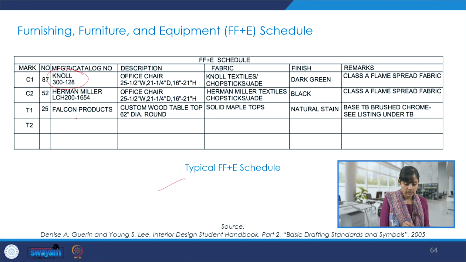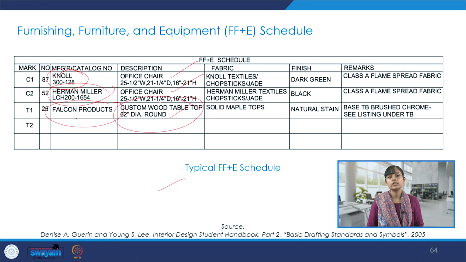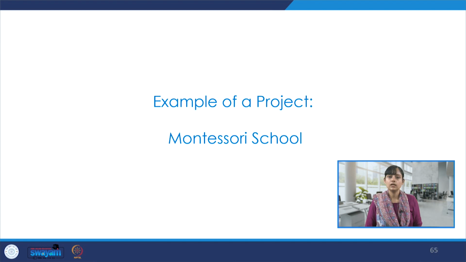I was telling that sometimes we also talk about the make or the manufacturer or the brand. So, Herman Miller chair or Falcon product, or is it Knoll? So, chair, and this one is the custom wood tabletop. And then again, finishes and some remarks. So, this is very crucial for interior architecture projects. This is a small example of a Montessori school.